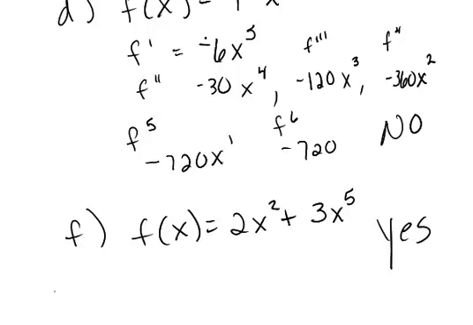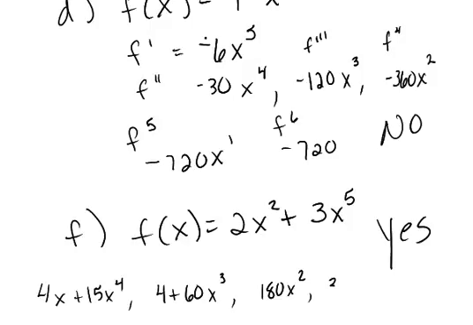But if you want, you can work them out. Like, this is going to be 4x plus 15x to the 4th, and then you're going to have 4 plus 60x to the 3rd, and then 180x squared, and then 360x, and then 360, and then you're going to have 0. So this is first derivative, second derivative, third derivative, fourth derivative, fifth derivative, and then on the 6th derivative and beyond, you are going to be down to 0. That was fun.